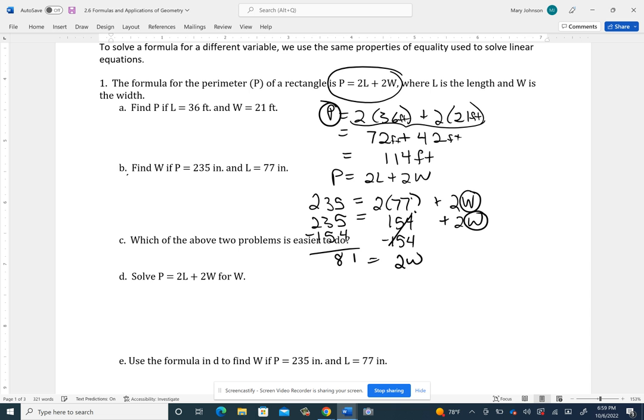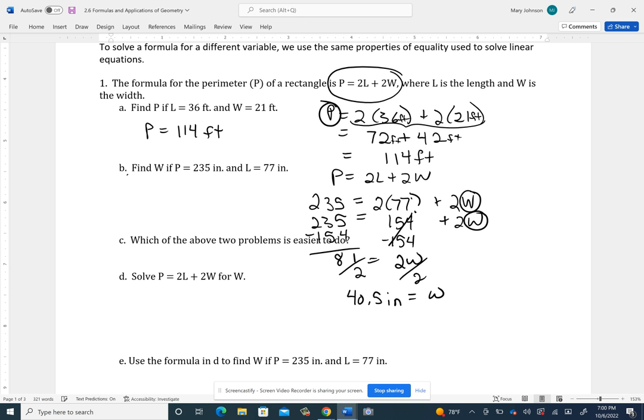equals 2W. And then I'd have to divide by 2, and that would give me 40.5 inches. It's funny, when you're doing word problems, a lot of times you do prefer your answer to be in decimal form so that you can interpret it better. So you can see what the length or the width really is, okay? So your answer on A would have been that the perimeter turned out to be 114 feet.